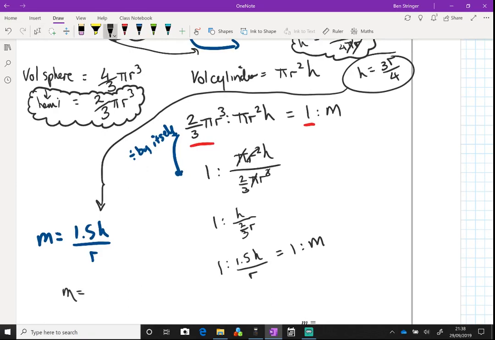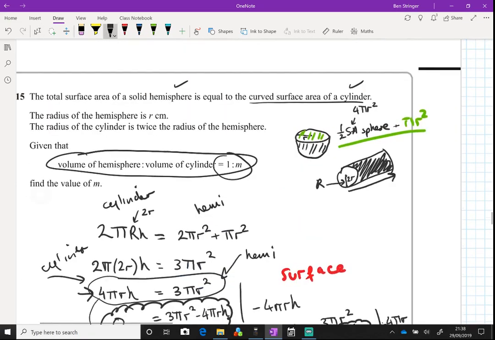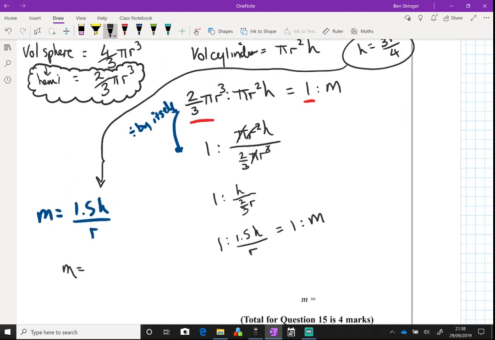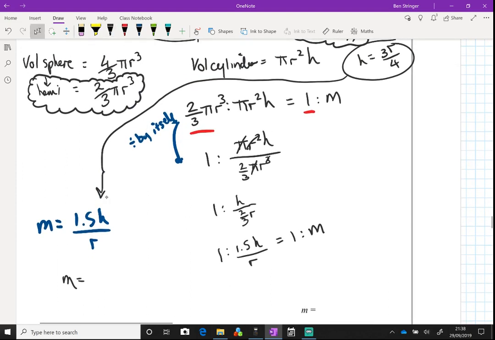M is equal to, does it want it in terms of r? Does it say? Nope. M is equal to, well, it doesn't say leave it in terms of r or leave it in terms of h, so I'm just guessing the numbers are going to cancel out here. 1.5 times 3/4 r over r. That's what h is over here.